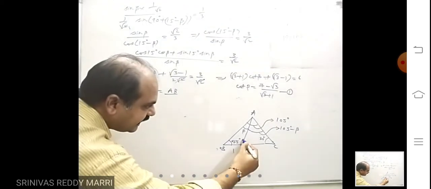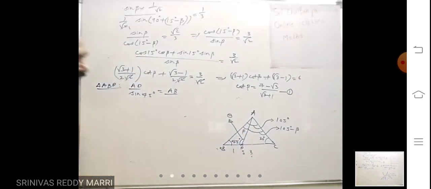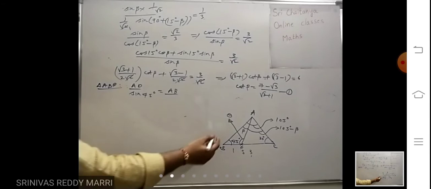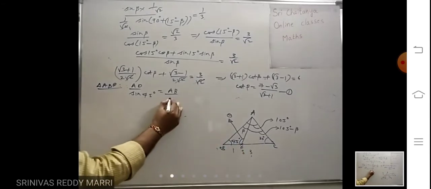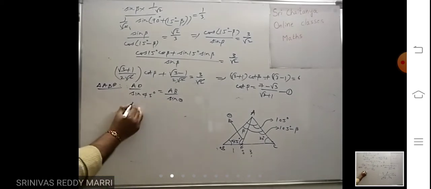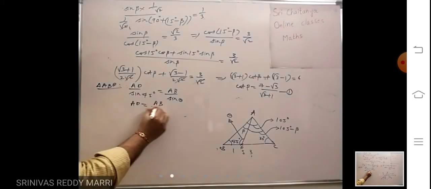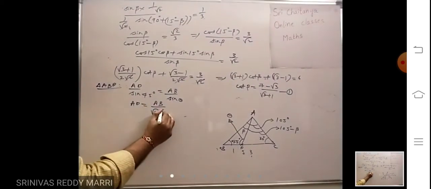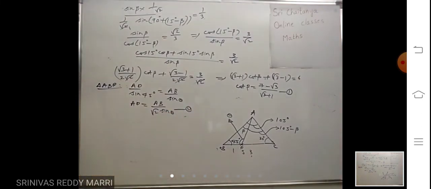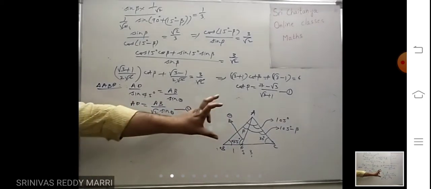Now let us say this angle is theta. You assume this angle as theta, whatever it may be. So sine theta. That means AD is what? AD is AB divided by root 2 sine theta. Let us say this is equation 2. Now from this triangle ABD, I have calculated what is AD.